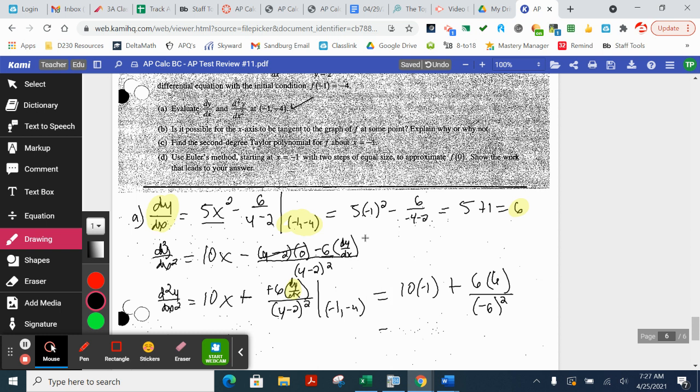And then, let me make sure here. Yeah, because that will give you a negative 10. Plus, and then this works out nicely. This is the 36 in the numerator. This is the 36 in our denominator. And we should get a negative 9.